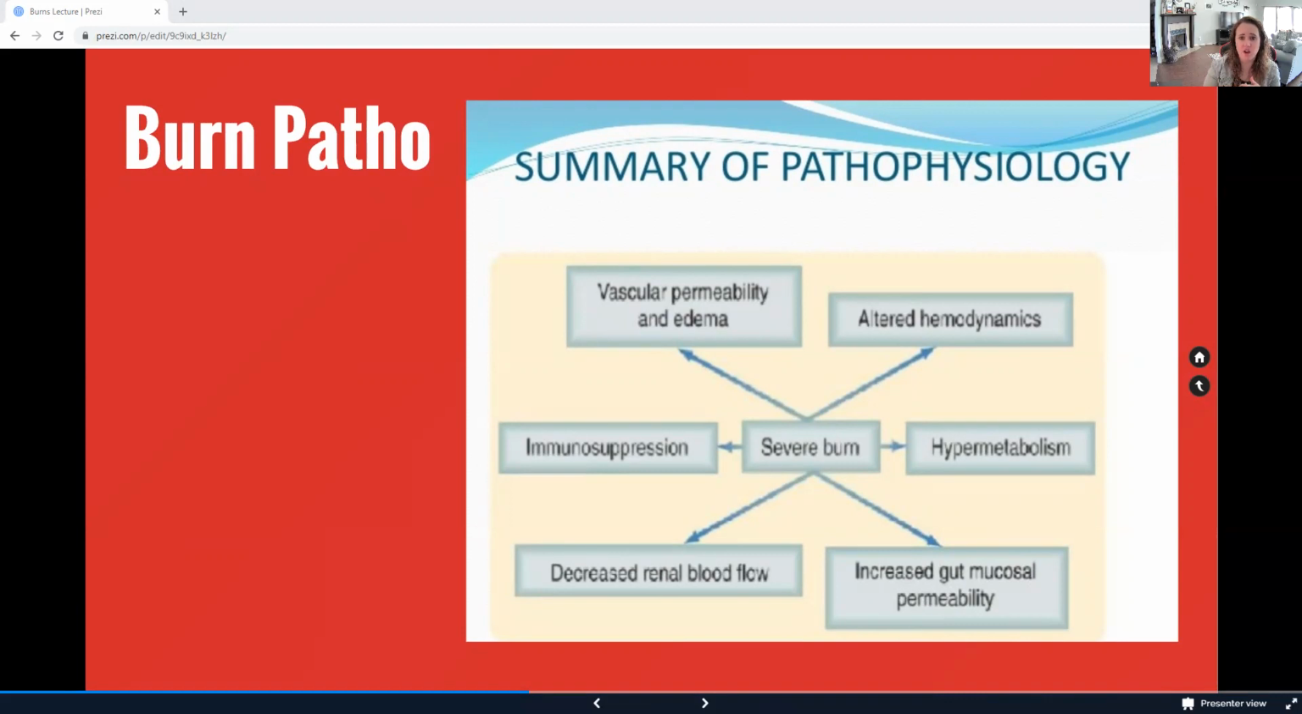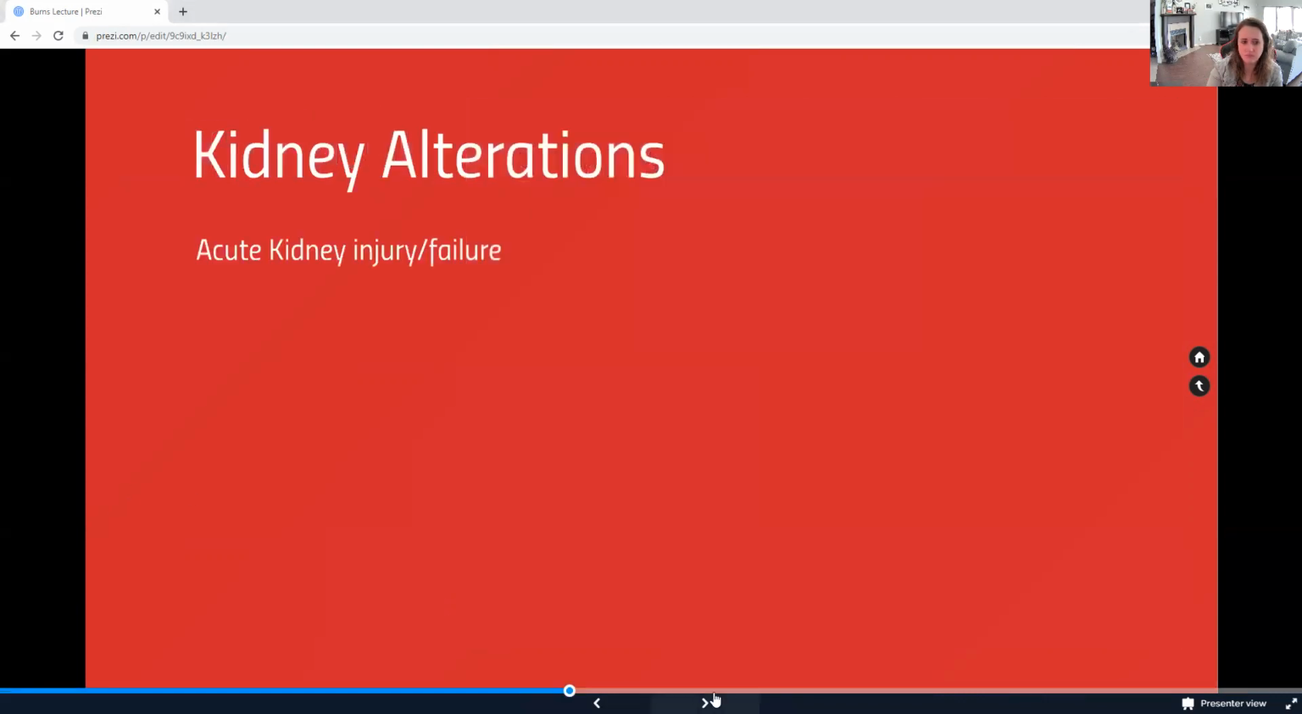So if these patients are not fluid resuscitated very quickly, then we can have that end organ failure and hypovolemic shock. So this is really important. We're going to talk about the Parkland formula and calculating fluid volume replacement in class. So I'm saving some of this stuff for in class, but I'm trying to cover the pathophysiology behind it so that you guys have a good understanding of that when we're doing these calculations.